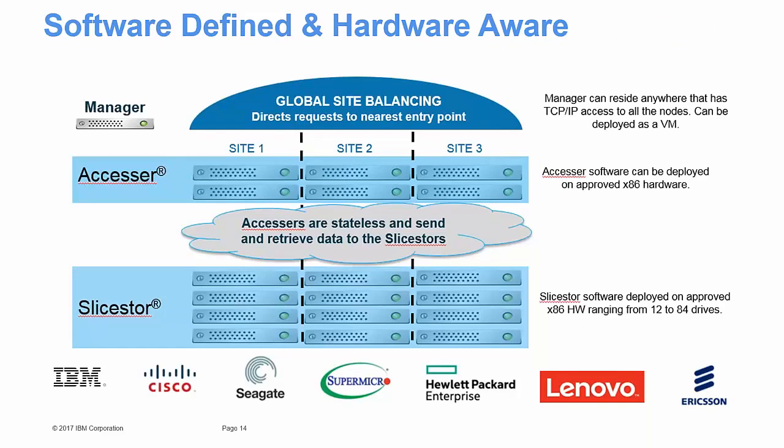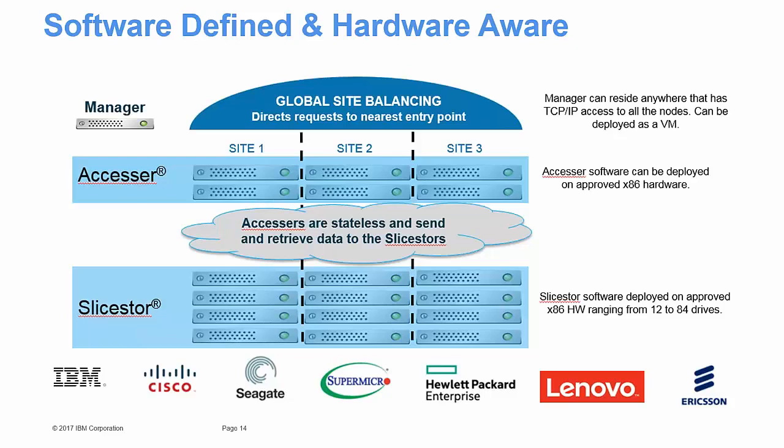So let's talk about the architecture. As it says at the top, software defined, hardware aware. What does that mean? Basically, it's software running on commodity hardware. Why is it important to use commodity hardware? It's because, as you see at the bottom, there's a list of several vendors that we've certified. It gives you options on the commodity hardware that you can use. So we start with the bottom.